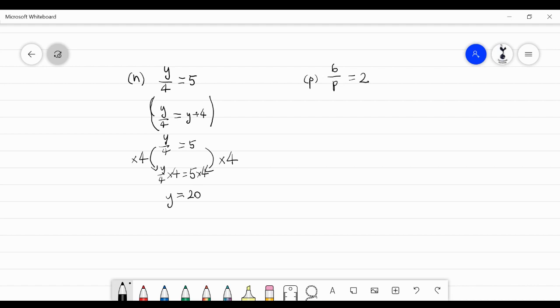Finally, 6 over p is equal to 2. Here we need to take the reciprocal of both sides of the equation. So firstly, we can say that's the same as 6 over p is equal to 2 over 1. We can take reciprocals of both sides.